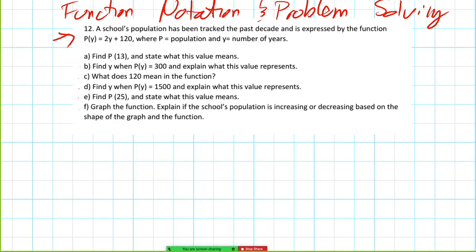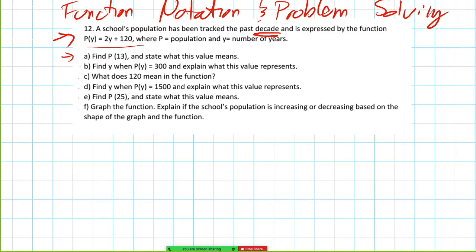Pretty straightforward. It's one sentence. A school's population has been tracked the past decade, so that might be important, and is expressed by this function, p at y is equal to 2y plus 120, where p is population and y is number of years. Pretty concise in their question. The very first one is find p at 13 and state what this value means.